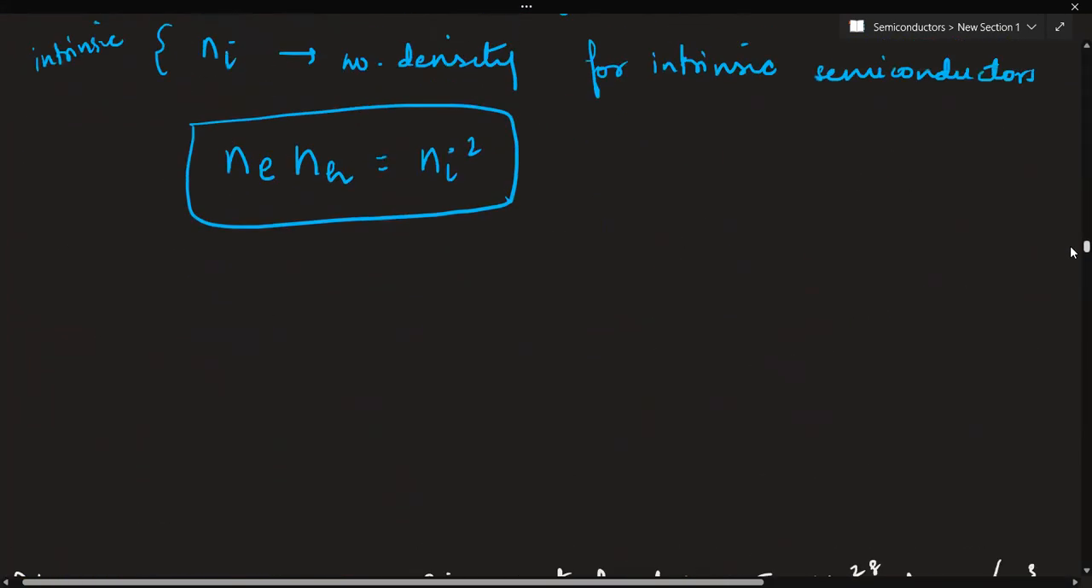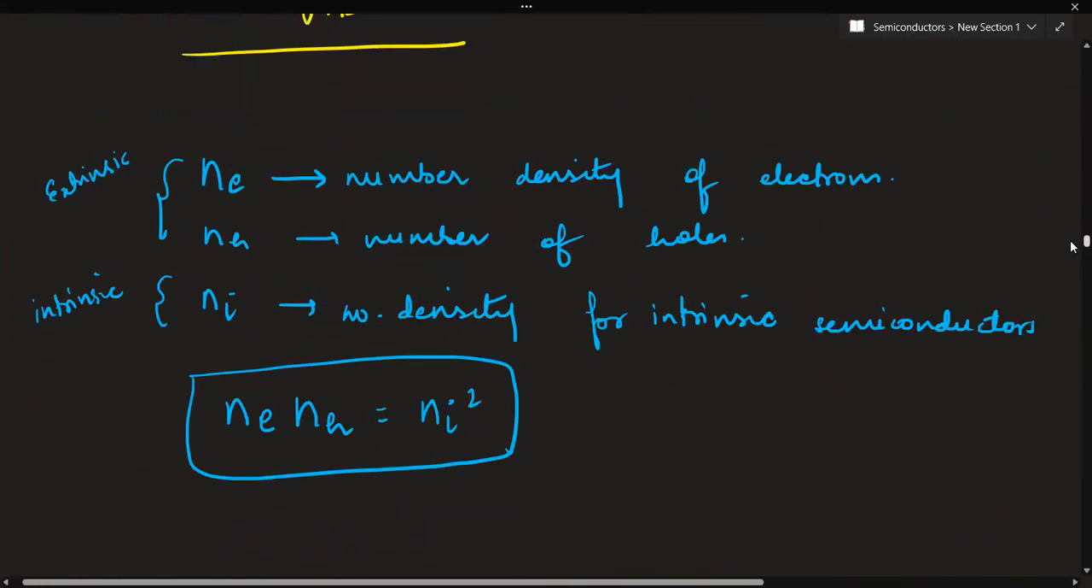So this is the quick recap. This formula you have to remember. Ne means number density of electrons, Nh means number density of holes, and Ni is the number density for intrinsic semiconductors. So Ne multiplied by Nh is equal to Ni square. That means the product of the number density of electrons and the number density of holes is equal to the square of the intrinsic number density.